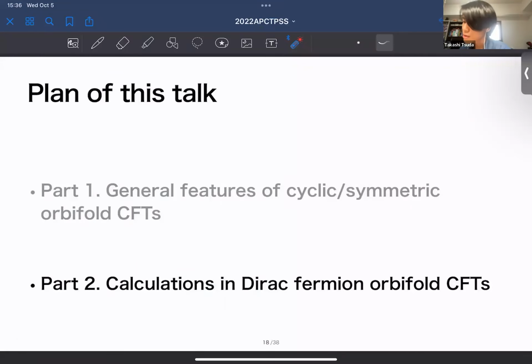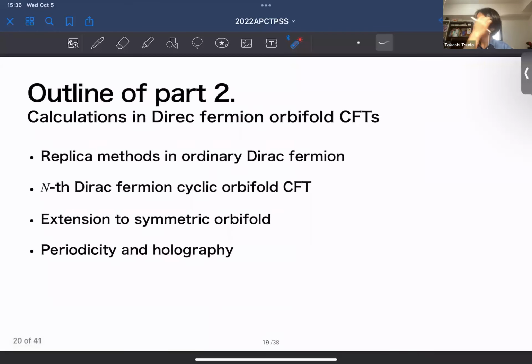Okay, and now let's move on to the calculations in Dirac fermion orbifold CFTs. Firstly, we'll talk about the replica method in the ordinary Dirac fermion in two-dimensional CFT, and we move on to the cyclic orbifold case, and we discuss some extensions to symmetric orbifold CFT, and this is an interesting point. I will talk about the periodicity and connection to holography in symmetric orbifold CFT.